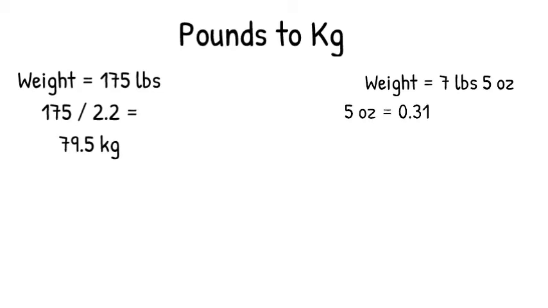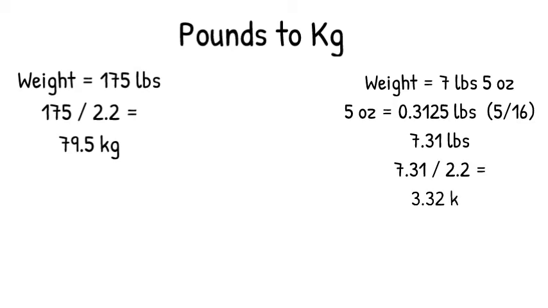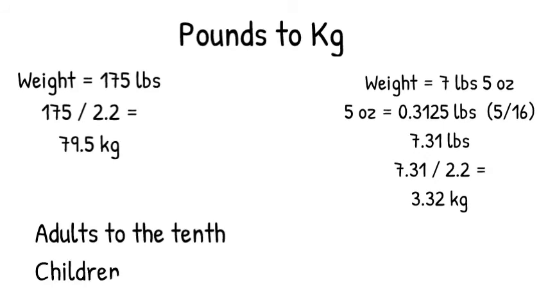If you're doing a child's weight, for instance, 7.5 pounds, convert the 5 ounces into pounds. You have 7.31 pounds. Divide that by 2.2, and that will give you your kilograms. So adults to the 10th and children to the 100th when it comes to weights.